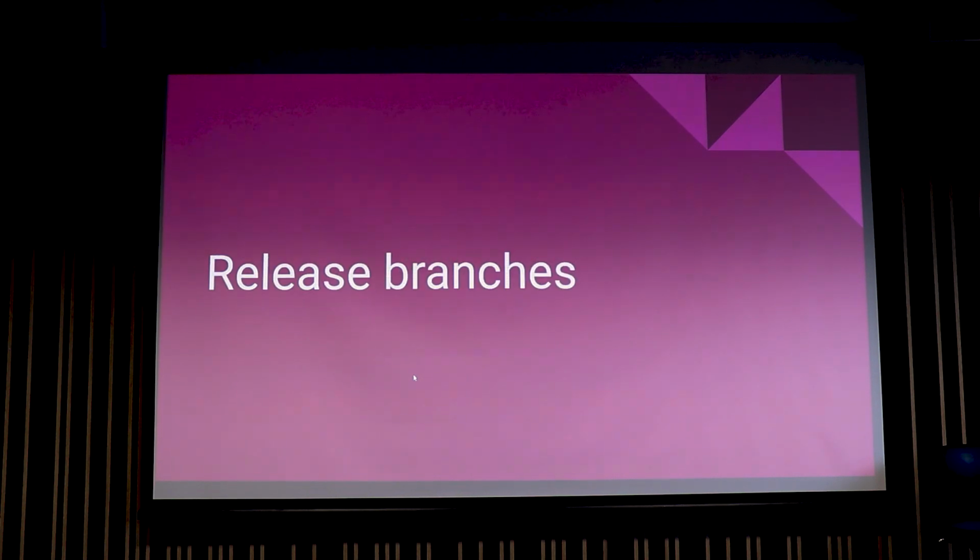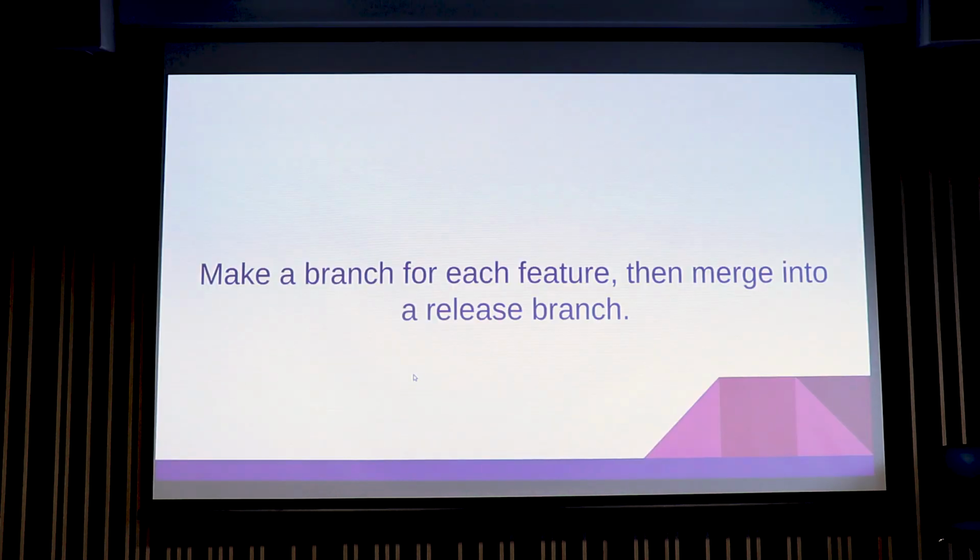So the first one is release branches. What you're going to do is make a branch for each feature and then merge that branch into another branch, which is your release branch, okay? A release branch is going to aggregate several features into one branch, and that branch can then be merged again into the master branch, which should represent the live copy of the code. For your assignments, this is probably a bit too advanced, but if you're really dedicated, you could try this.